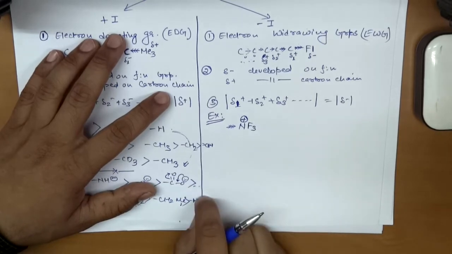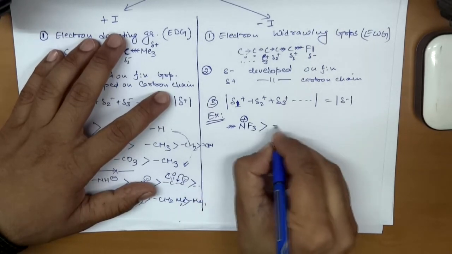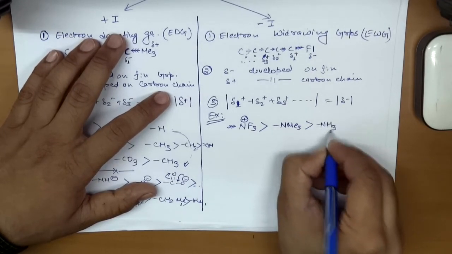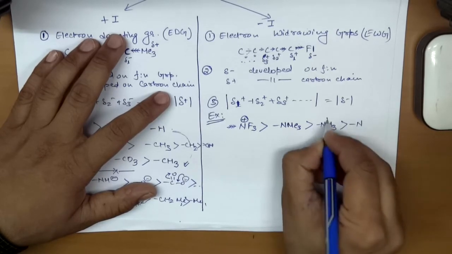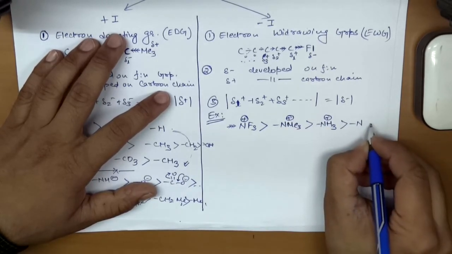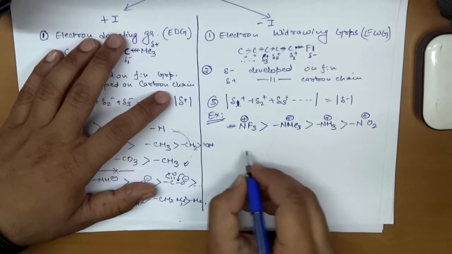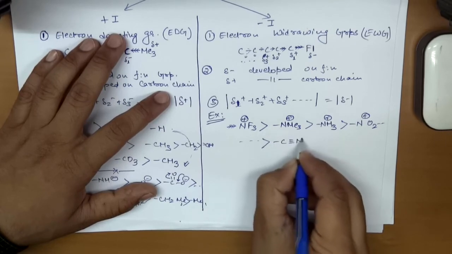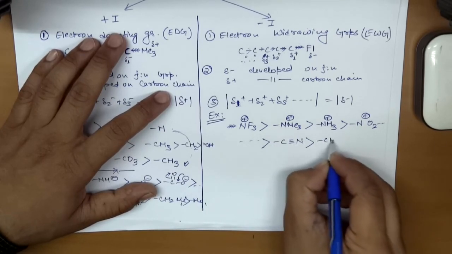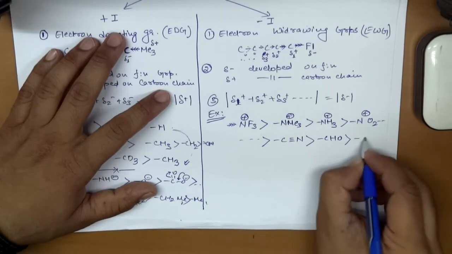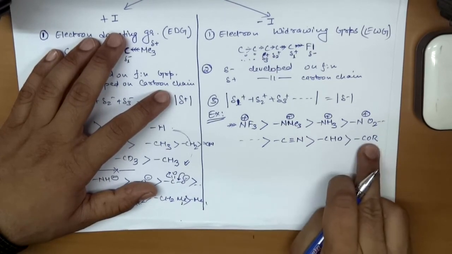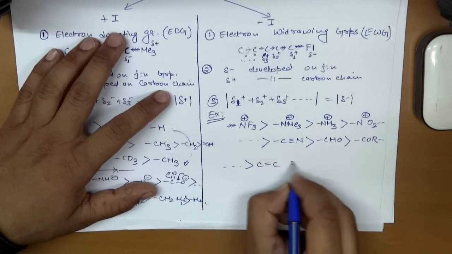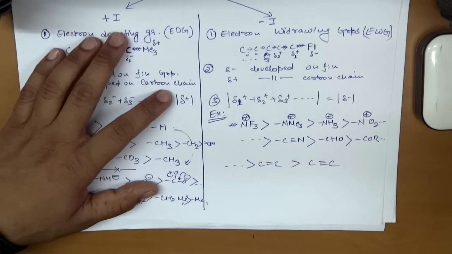Okay, so first we will be talking about NF3 is far better than NMe3. This is also better than NH3. This is better than NH2 plus, I'm very sorry, and this is better than NO2 plus. Then this series continues: better than C triply bonded N, that is cyanide groups, then aldehyde groups, then ketones, then double bonded carbons, and then triple bonded carbons.